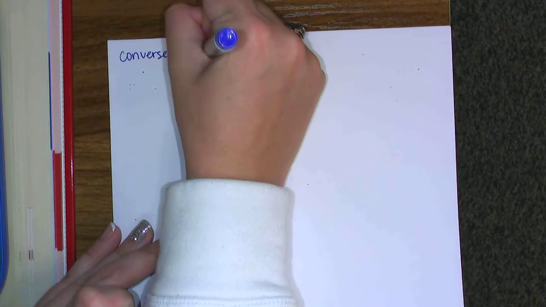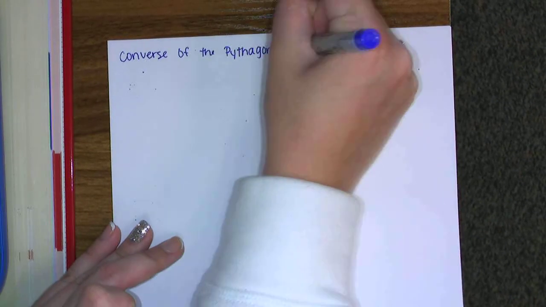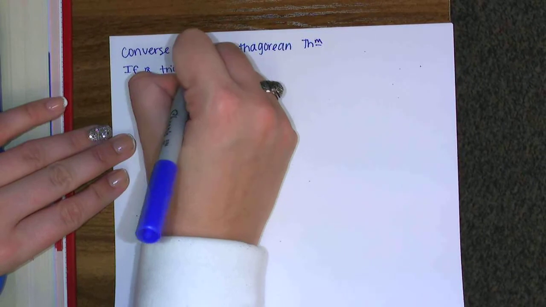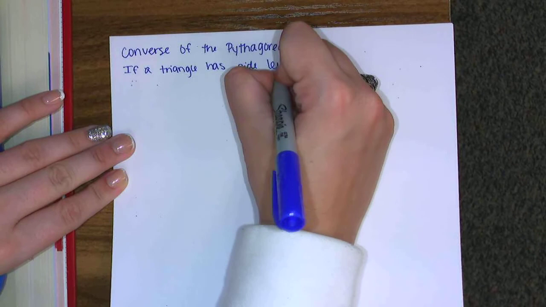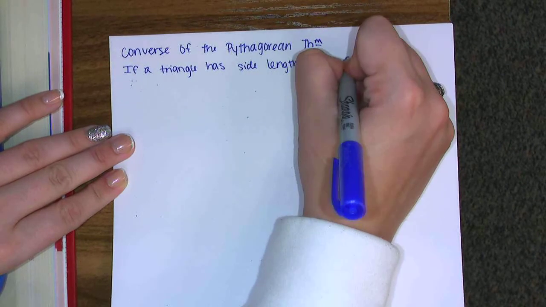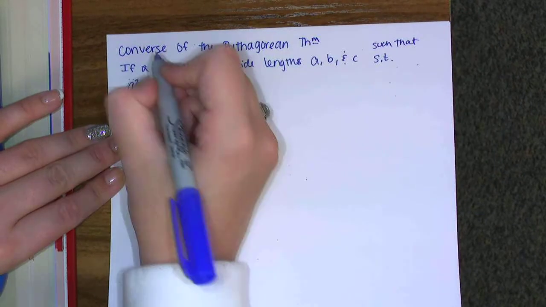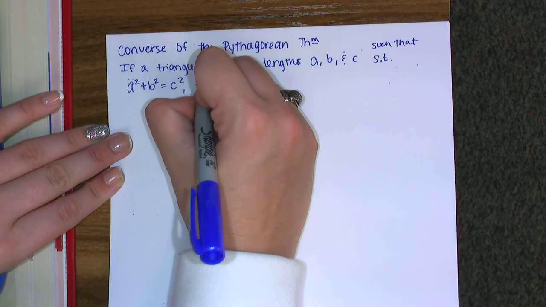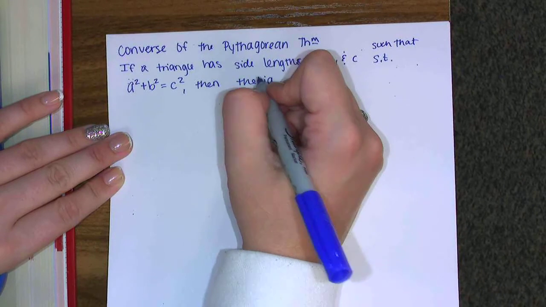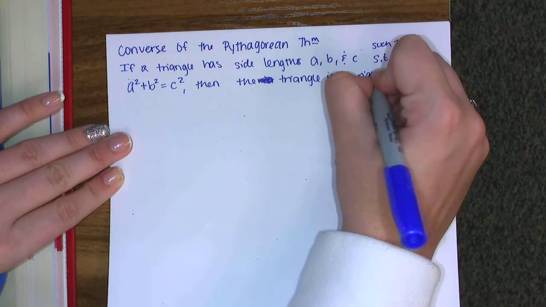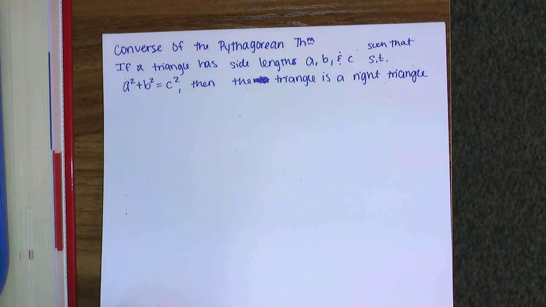So the converse of the Pythagorean theorem says if a triangle has side lengths A, B, and C such that A squared plus B squared is equal to C squared, then the triangle is a right triangle. So now we're using the formula to determine if something is a right triangle.